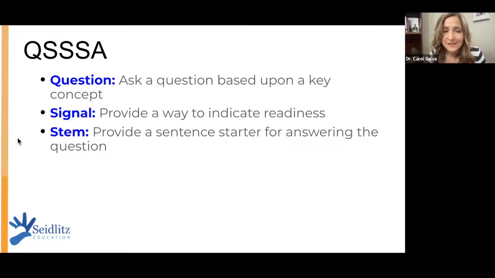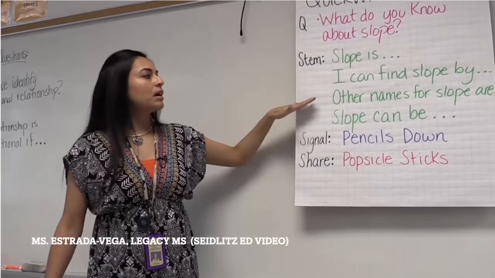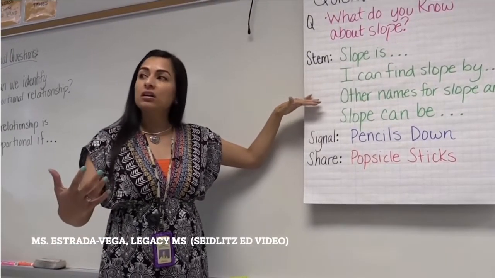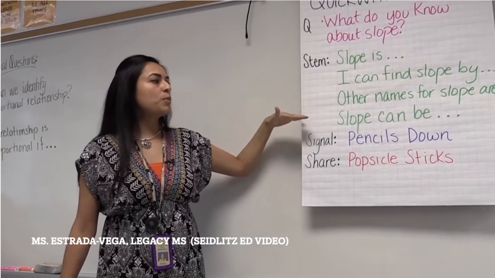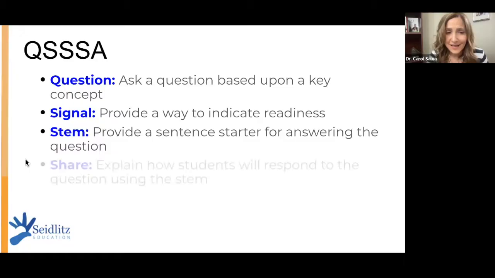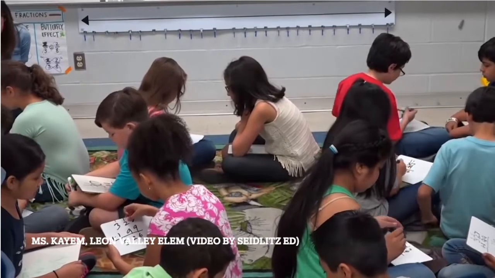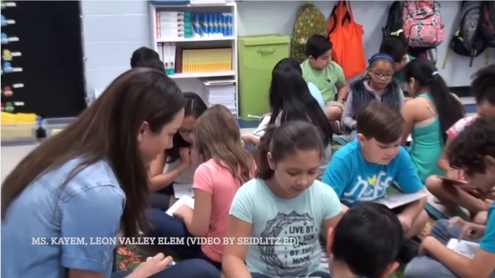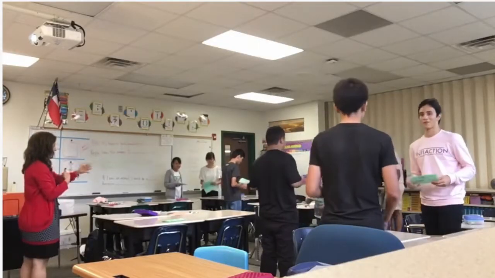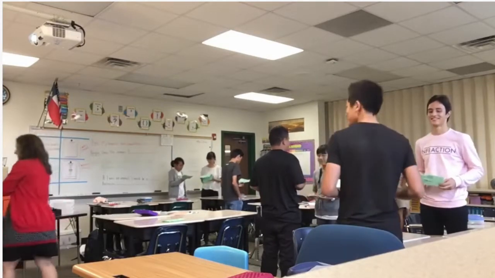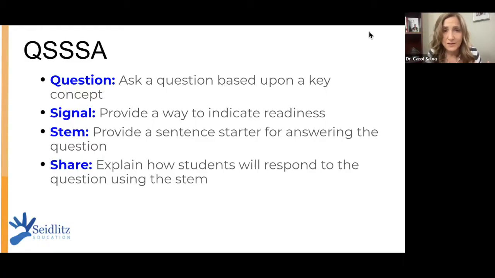So the next S stands for STEM. We're going to provide a sentence starter for answering the question. The next S stands for share. This is our turn and talk. This is the part where you tell students, turn to your elbow partner, or numbered heads together, start with person number 4, or go find someone with shoes like your shoes. So this S stands for that share. We are asking the students to use the sentence starter.